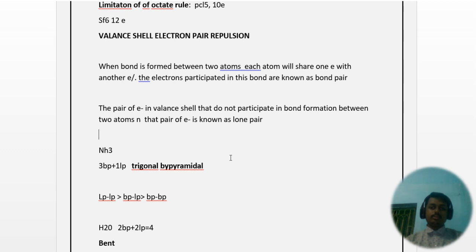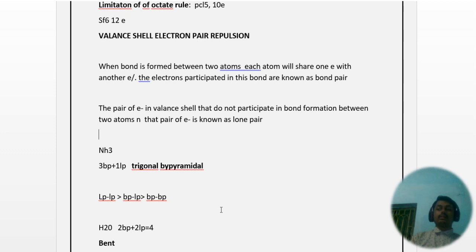Now you must be wondering how we determine the shape, because it is new, which was not done in the octet rule. Similarly, we can see the pattern in H2O, where there are 2 bond pairs and 2 lone pairs on the oxygen atom, and the shape determined is bent. But how can we determine shapes? How is it possible?